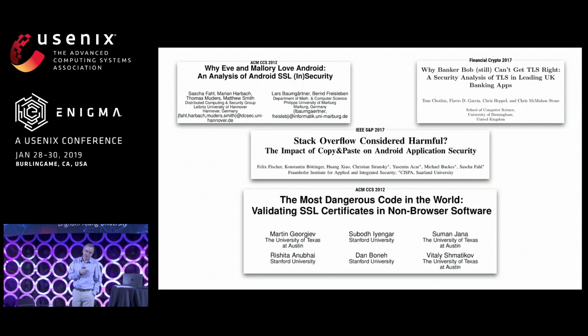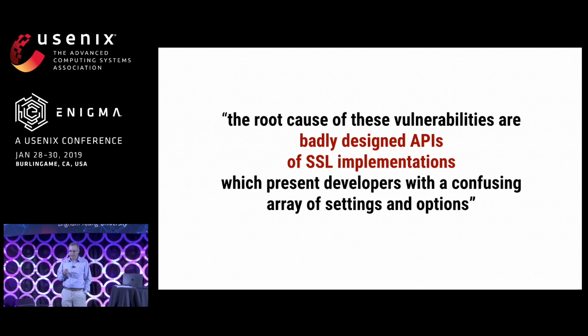There's one particular assertion from this paper that I want to point you to. They say the root cause of these vulnerabilities is badly designed APIs of SSL implementations, which present developers with a confusing array of settings and options. If you've ever tried to do this from scratch, not knowing how, and looked at, say, the OpenSSL documentation, I think you can identify with this kind of sentiment.